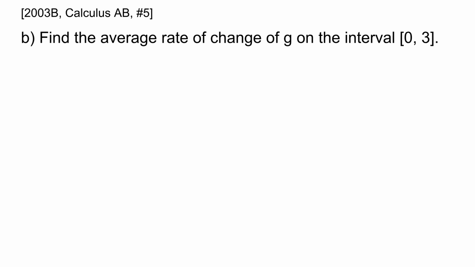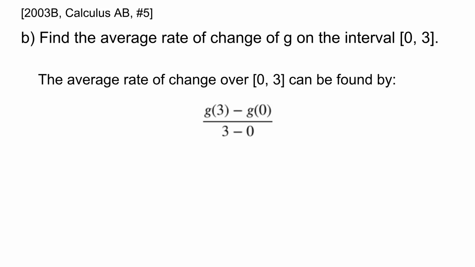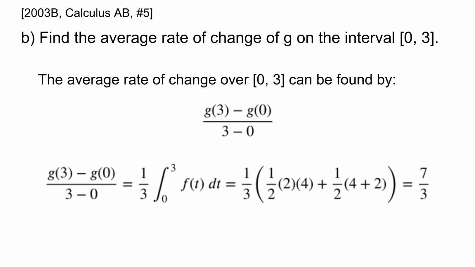In part B of this question, we are asked to find the average rate of change of the function g on the interval from 0 to 3. The average rate of change of g over 0 to 3 can be found by taking a quotient of differences, g of 3 minus g of 0 over 3 minus 0.